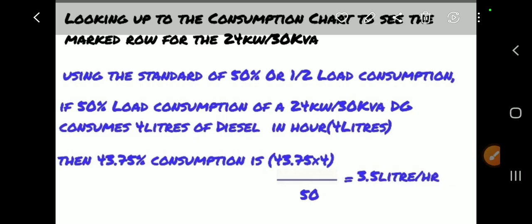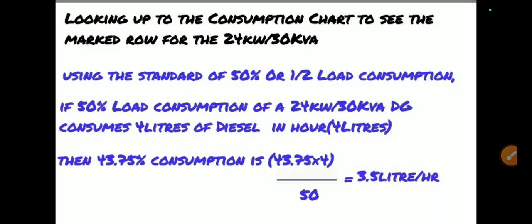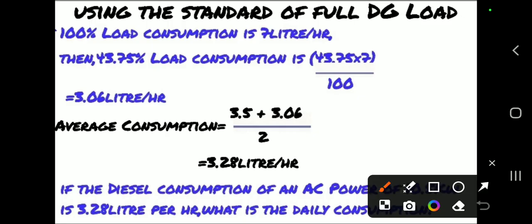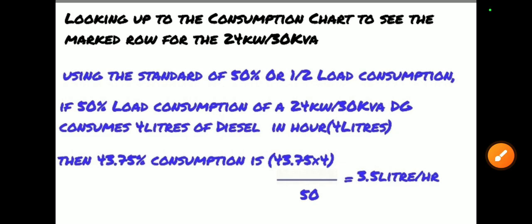But if we also use a standard of full loading, we'll see this value will come down. In doing this, we have to take an average value. If we use the 100% load consumption of the DG, we see it uses 7 liters. Then 43.75% load consumption will give us 3.06 liters, which is less than 3.5. So there is a bit of conflict.